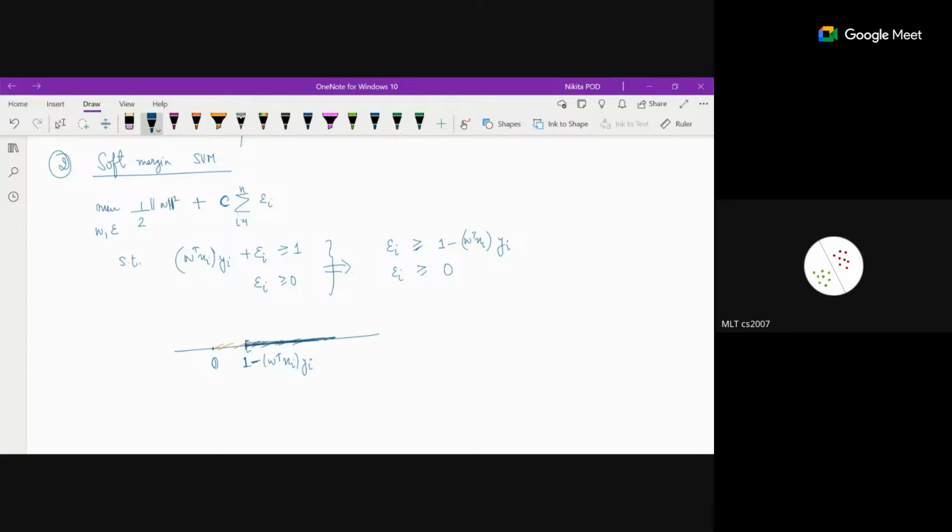So I can just say epsilon I should be greater than or equal to 1 minus W transpose Xi times Yi. This is the case when my 0 is lesser than this, right?